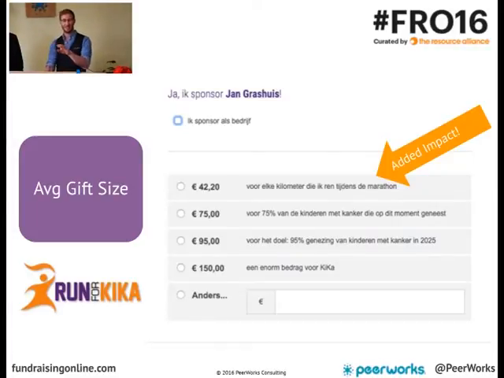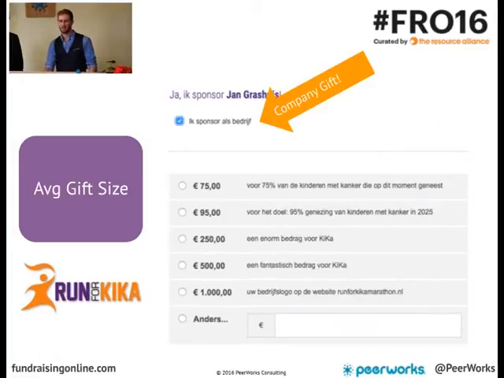As you can see in this slide, you can tick that box. It says, I want to donate as a company or on behalf of a company. And when you tick that, the amounts all go up in relation to what a company is able to spend versus what a person is able to spend. So by doing this and varying those suggestions, it really helps bump the average donation amount and the average gift size.